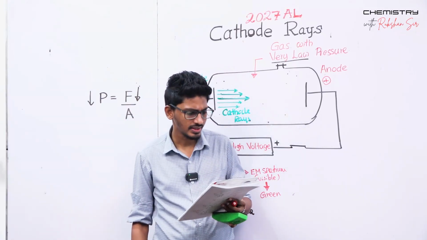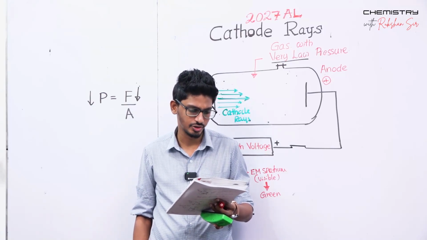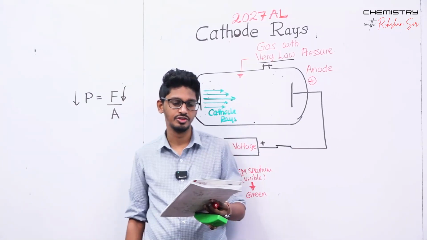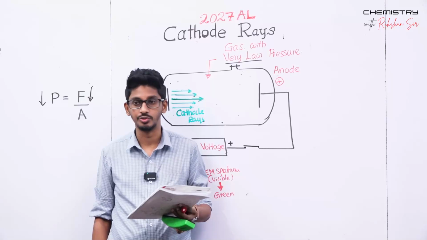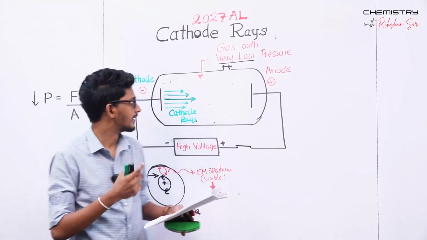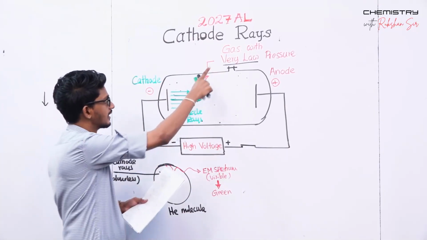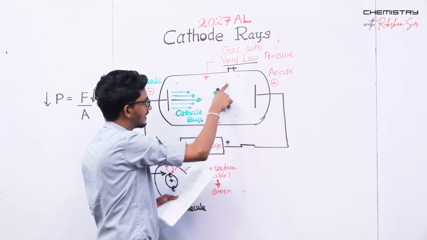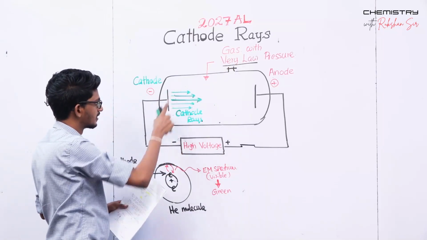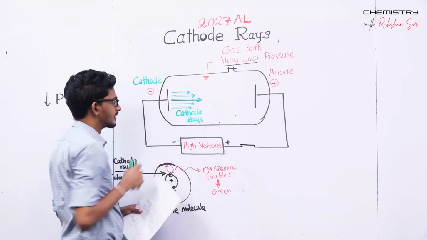It says, during the mid 1800s, scientists began to study electrical discharge through a glass tube pumped almost empty of air. This device was an invention of the British chemist and physicist William Crookes and is called the Crookes tube or cathode ray tube. This setup is also there. You can write this, gas with very low pressure is there inside the tube, which is not mentioned in your note.